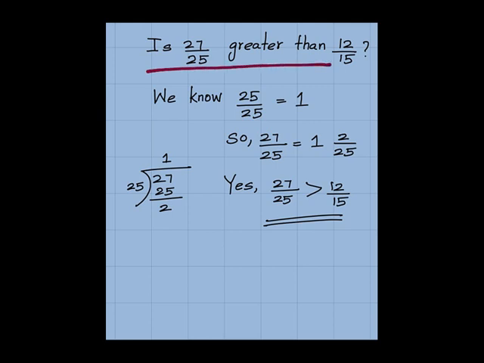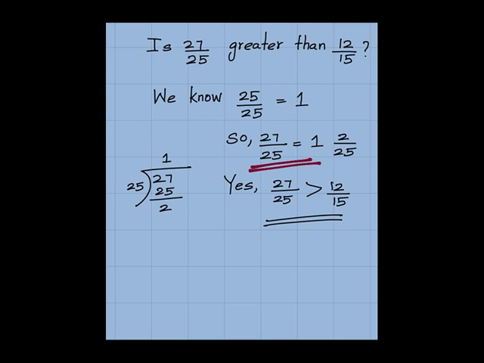Is 27 over 25 greater than 12 over 15? We know 25 over 25 equals 1. Same number divided by same number equals 1. And when the numerator is a little bit greater than the denominator, that means the fraction is greater than 1. So, absolutely, 27 over 25 is greater than 1, and it is 1 and 2 over 25.